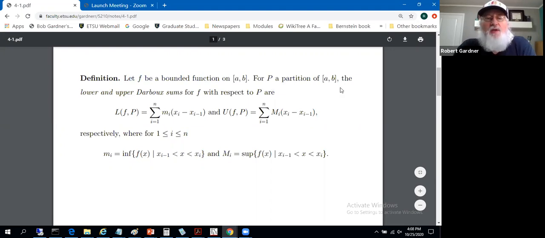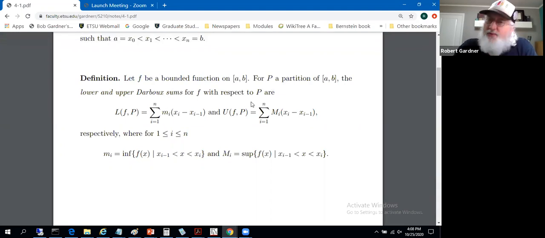For P, a partition of the interval [a, b], define the lower and upper Darboux sums for function f with respect to partition P as follows. The lower Darboux sum of f with respect to P is a sum from i equals 1 to n of lowercase m sub i times x sub i minus x sub i minus 1. And the upper Darboux sum of f with respect to partition P is a sum from 1 to n of capital M sub i times x sub i minus x sub i minus 1, where these m sub i's, lowercase and capital, are defined in terms of sups and infs.